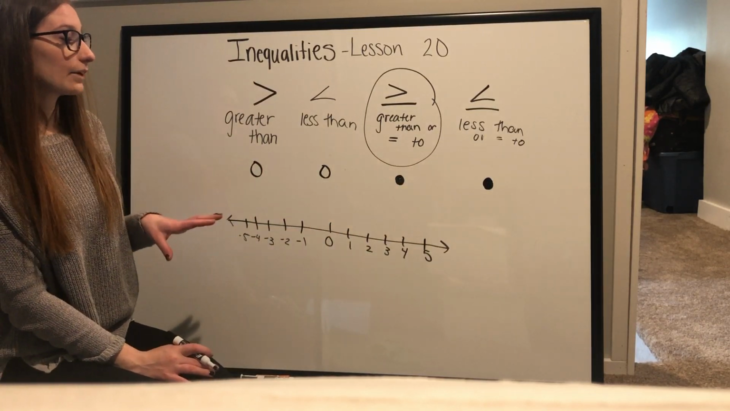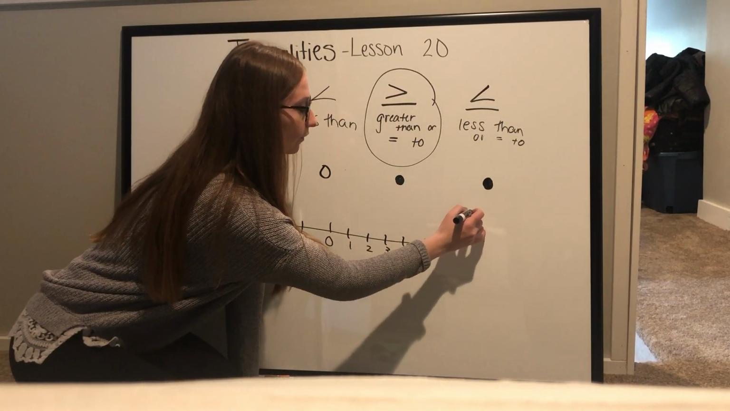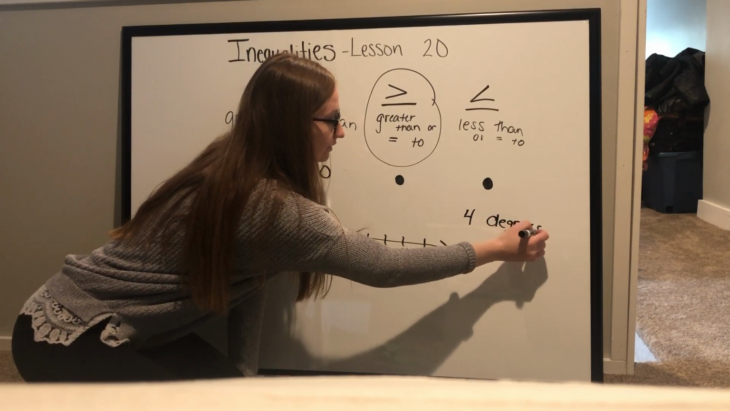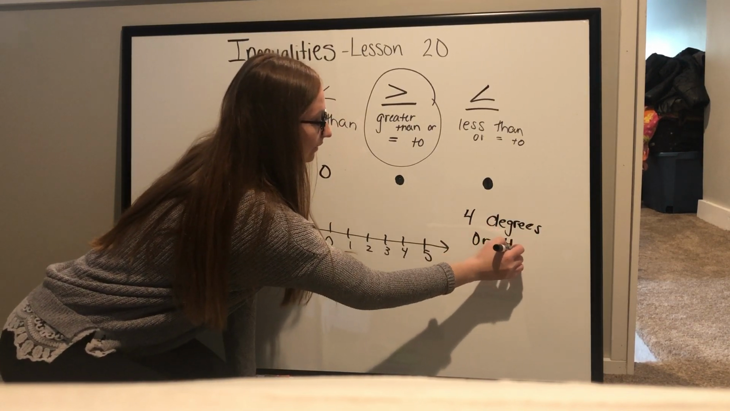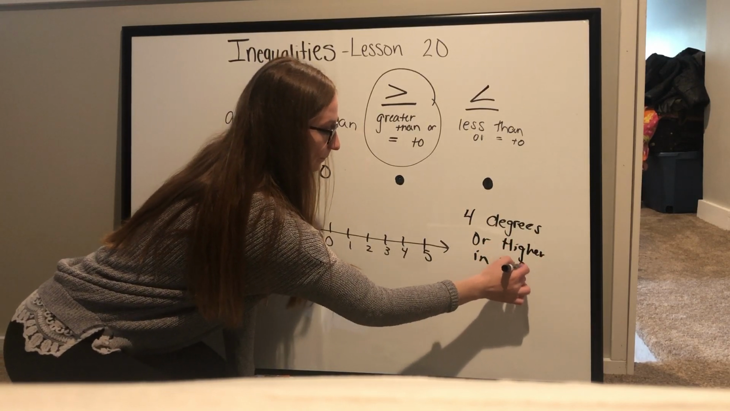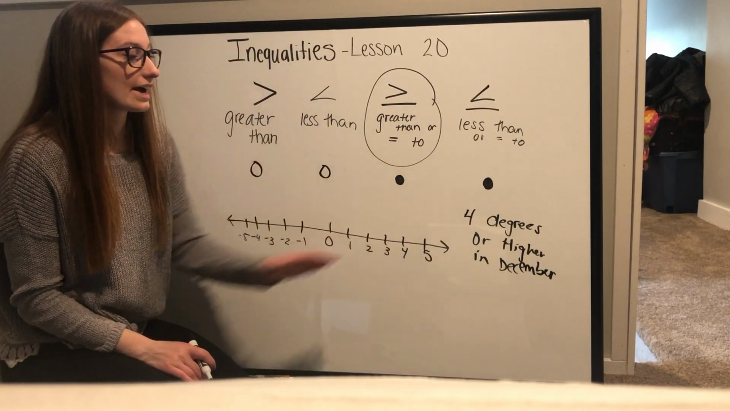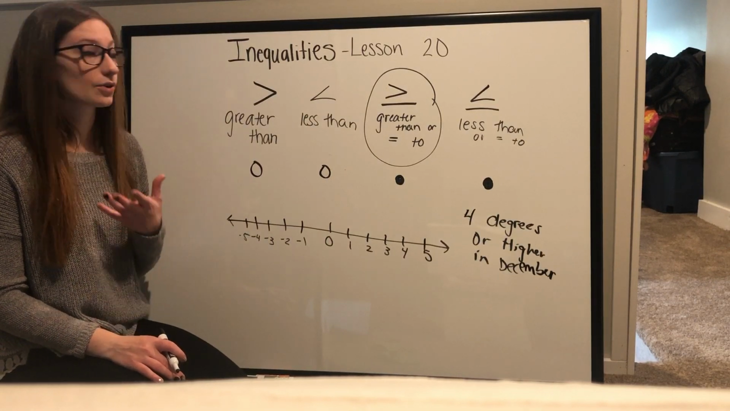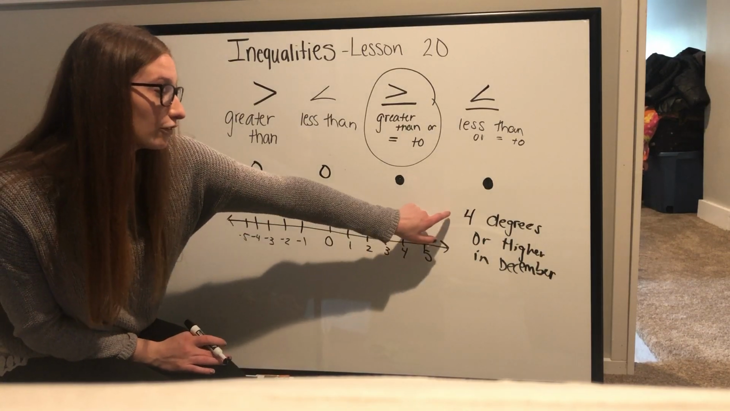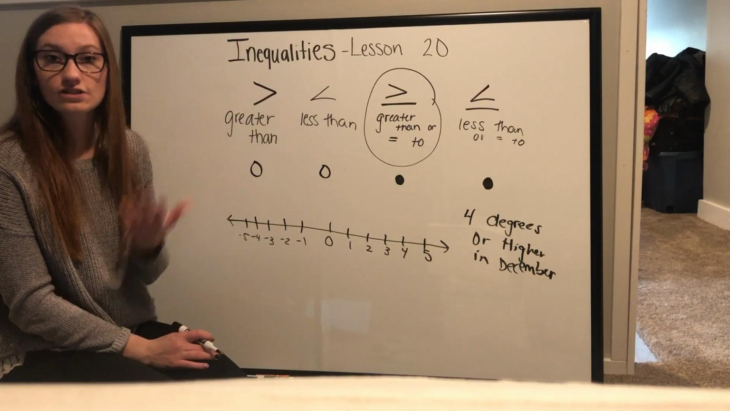So, if I were to say the temperature is 4 degrees or higher in December. We'll say December. Sorry, my handwriting is so bad because I'm all the way over here. So the first thing you need to ask yourself is for an answer. So can 4 be an answer? In this case, yes, because it says it'll be 4 or higher. So it could be 4, or it could be 5, it could be 6, it could be 7, and so on.